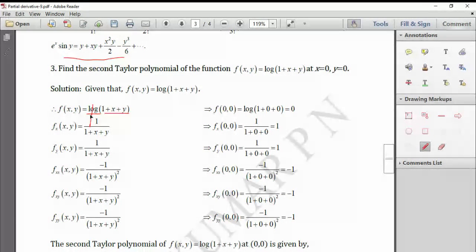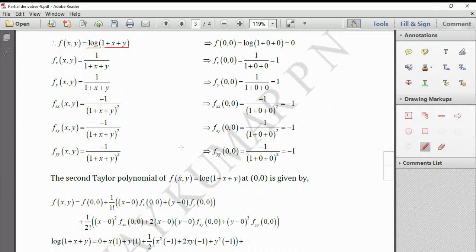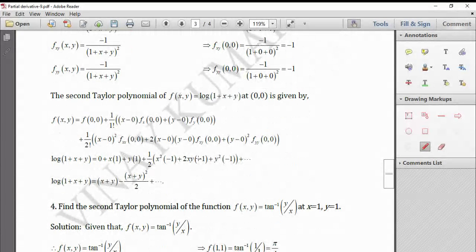Now similarly differentiate this with respect to y. When you are differentiating with respect to y, your x is constant. But here x and y are added, so you cannot separate them. And the outside function is log. So derivative of log is 1 by 1 plus x plus y into, forget log, derivative of 1 is 0, derivative of x is also 0, derivative of y is 1, right? Again, you find fy at 0, 0, you'll get 1. So like this, you find all of them and substitute in this, right? You'll get this answer.